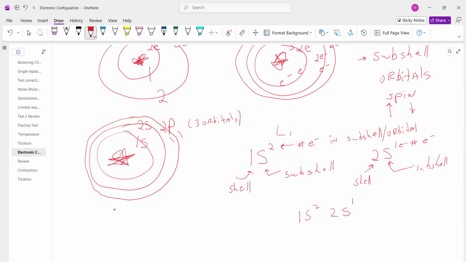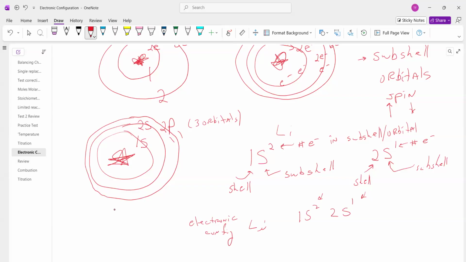Now the top superscripts have to add up to 3. So you can see the complex math I'm talking about. 2 plus 1 is 3, so that makes sense. So this is electronic configuration for lithium. Now, as we get more and more electrons, things get more complex.